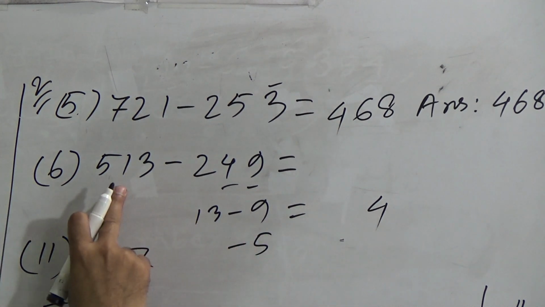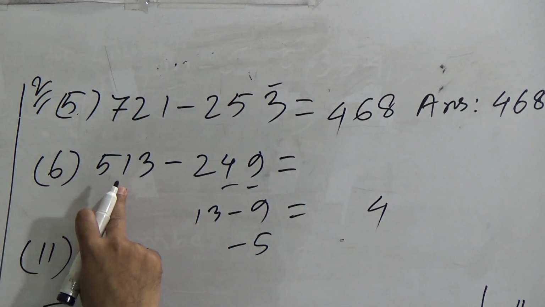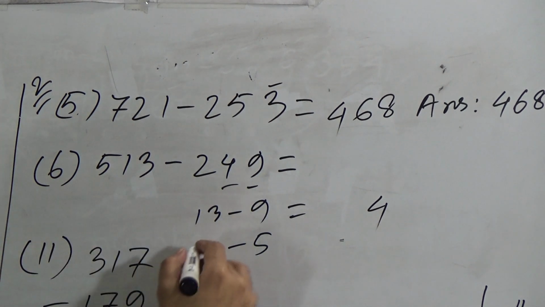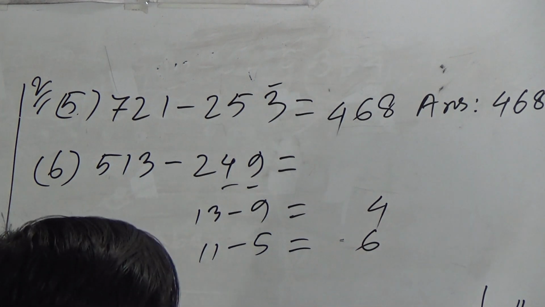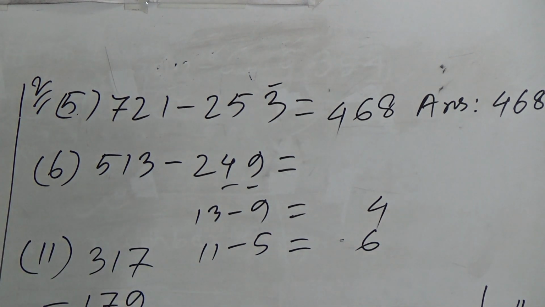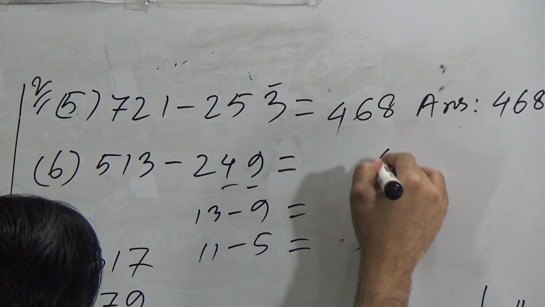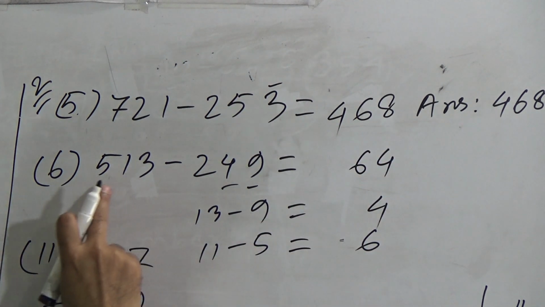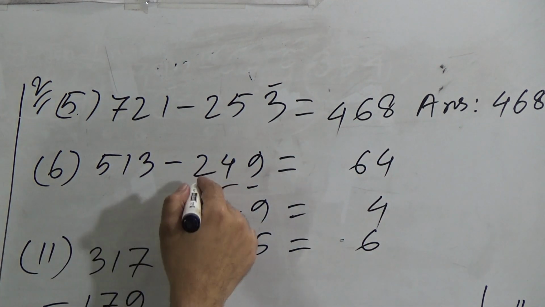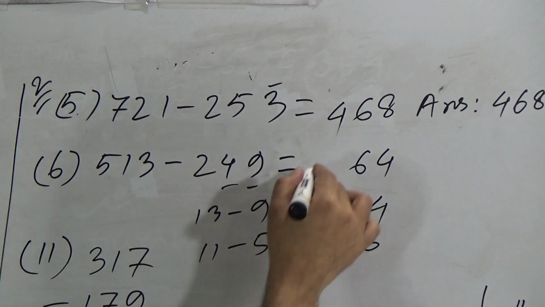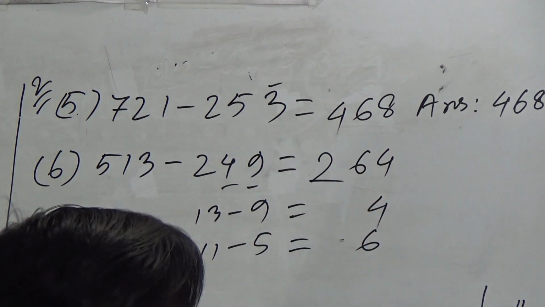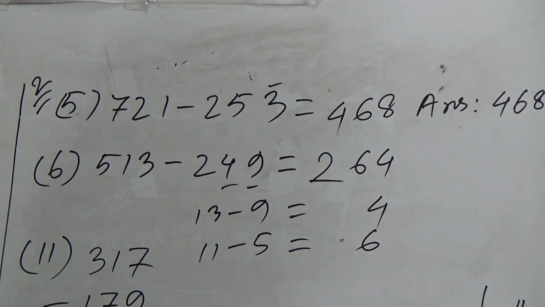We have to subtract from 1, but 1 is less than 5. So we have to consider here 1. This will be 11. So if we subtract 5 from 11, this will be 6. So we can write here 4, 6, and here I have taken 1. So we have to consider 1 with 2. This will be 3. Subtract from 5. So this will be 2. 264 is the answer of question 6.